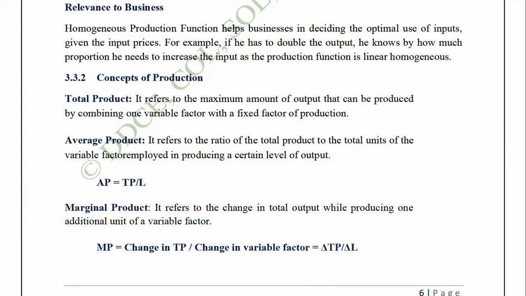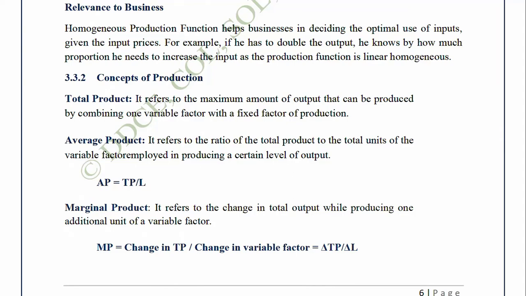3.3.2 Concepts of production. Total product. It refers to the maximum amount of output that can be produced by combining one variable factor with a fixed factor of production. Average product. It refers to the ratio of the total product to the total units of variable factors employed in producing a certain level of output. So AP is equal to TP upon L.